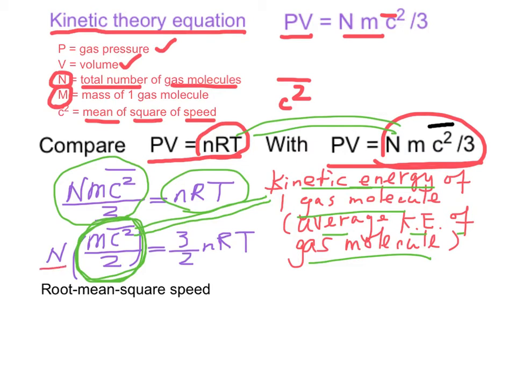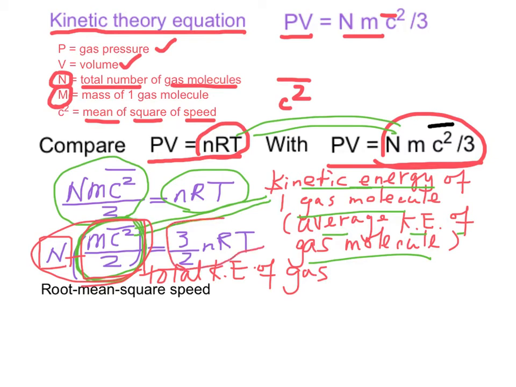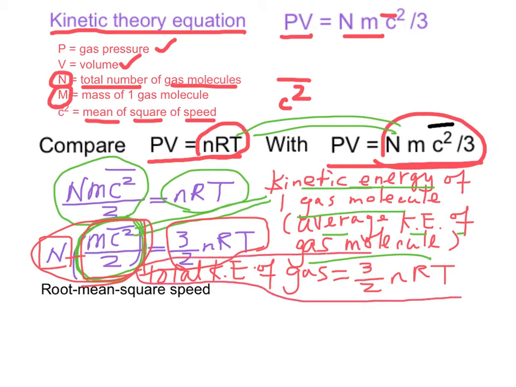And since N is the total number of molecules, therefore N times m c square mean over 2 will be equal to the total kinetic energy of the gas. How to find the total kinetic energy of a gas? This expression equals 3 over 2 nRT. Therefore, total kinetic energy of gas equals 3 over 2 nRT. You should use this equation to find the total KE of gas. This is important.